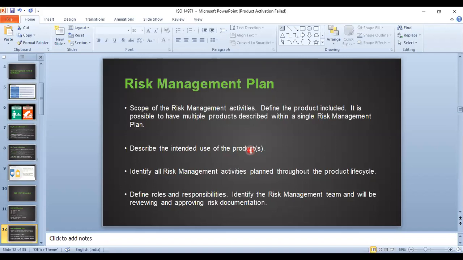So in the risk management plan, the intended use can be clearly defined and mentioned. Let us say some people, if the intended use is not mentioned, can use the product unwantedly for other reasons also.